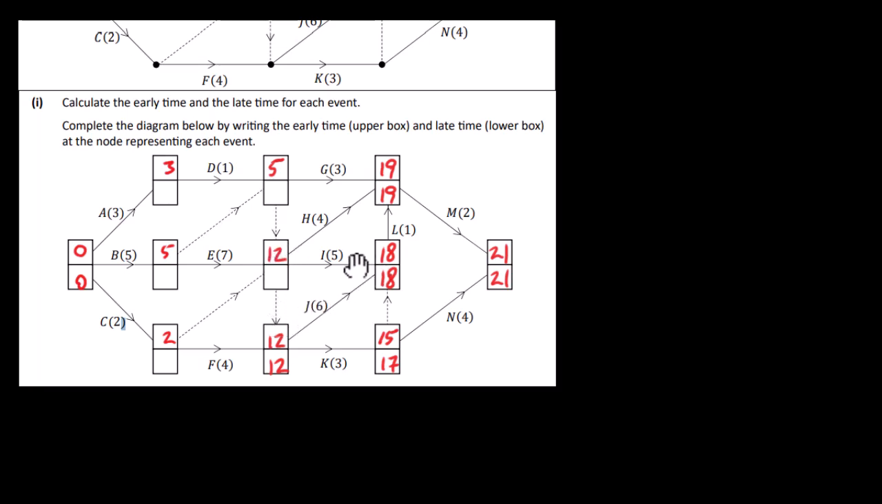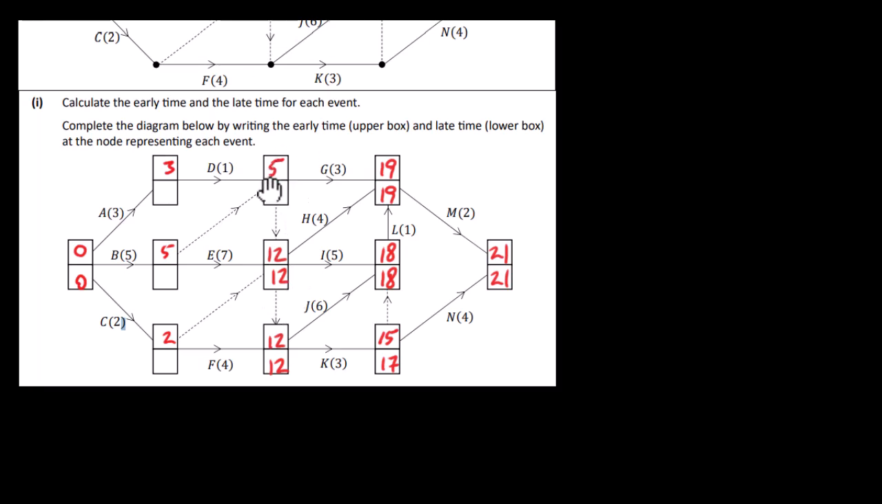We have this one, and this one here. So let's see, we have 12, we have 18 minus 5, which is 13, and then we have 19 minus 4, which is 15. So the smallest of those is going to be 12, so we're going to put 12 here in the middle. This is 12.